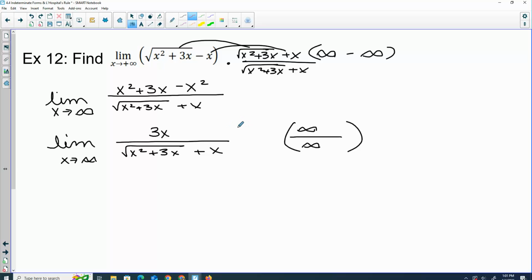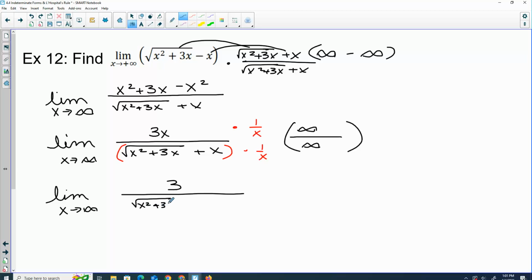So we can multiply by 1 over x on top and bottom. Now, when we do that, 3x divided by x is 3. Let's just hold off on the square root for a second. Why would it be x squared? Because it's under a square root, the square root of x squared is x. Plus x times 1 over x is 1.